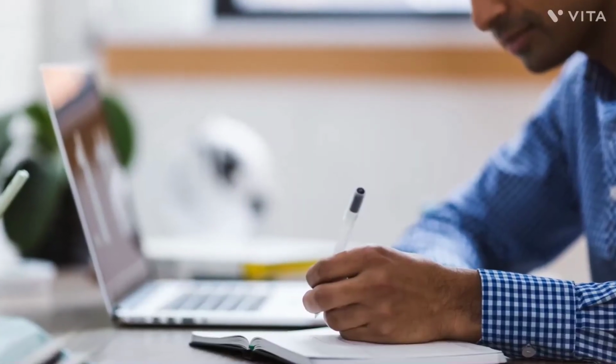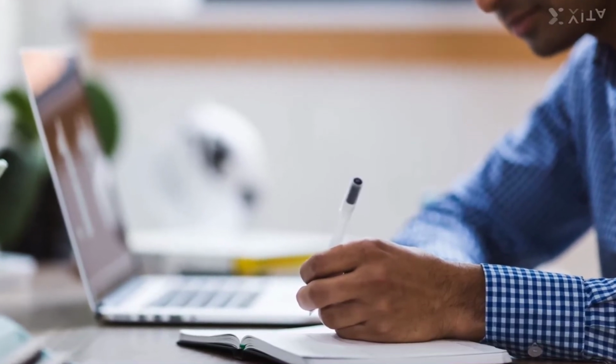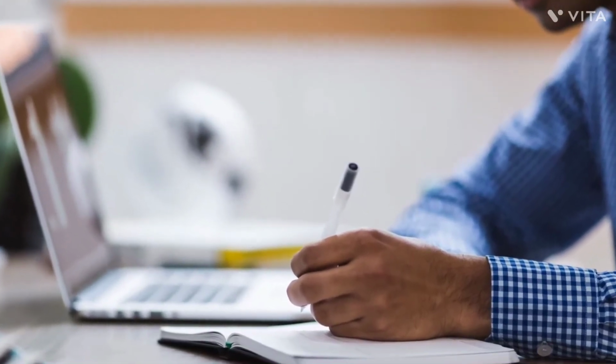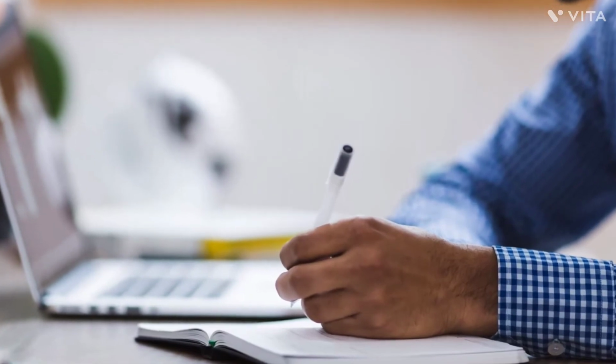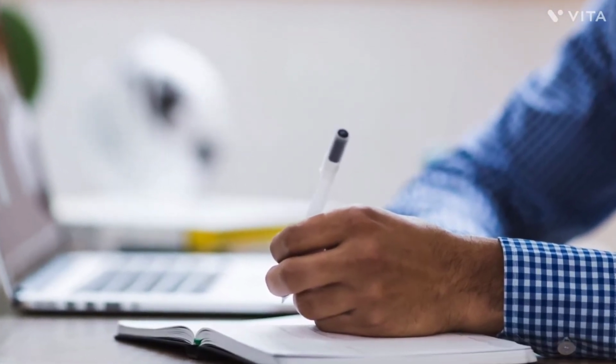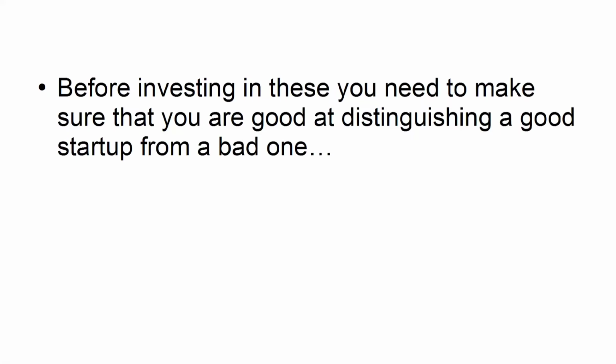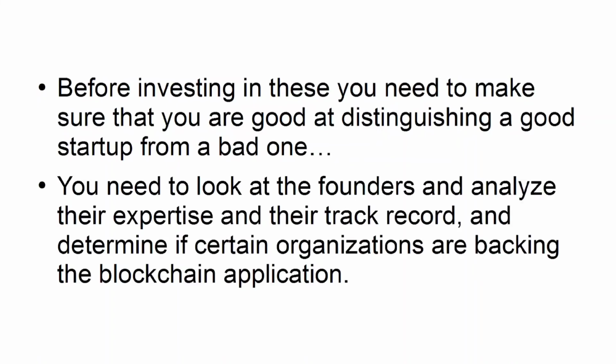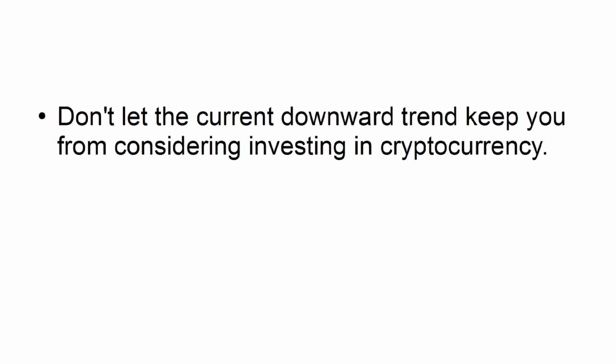Don't be lazy. If you are dead set on buying into ICOs, you need to do a lot of research and get the dirty work done. In the first half of 2018 alone, more than 600 ICOs went to market, creating a lot of white papers to analyze. Before investing in these, you need to make sure that you are good at distinguishing a good startup from a bad one. You need to look at the founders and analyze their expertise and their track record, and determine if certain organizations are backing the blockchain application. Don't let the current downward trend keep you from considering investing in cryptocurrency.